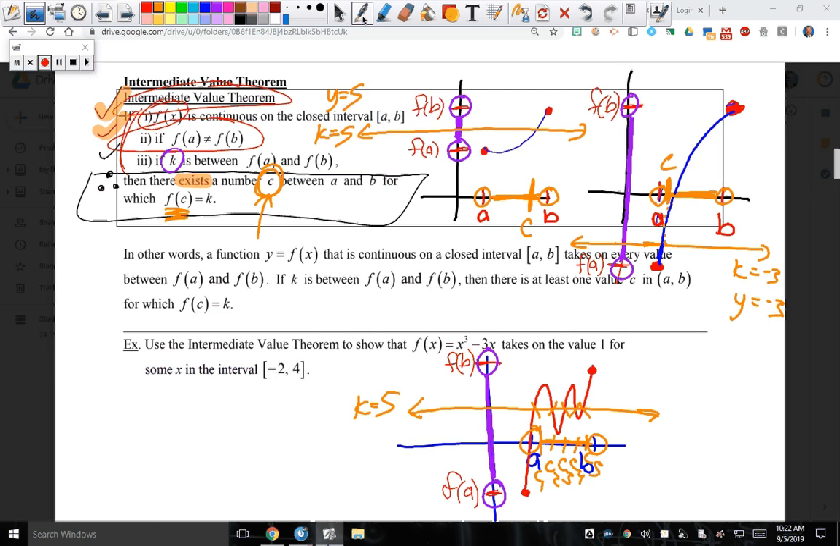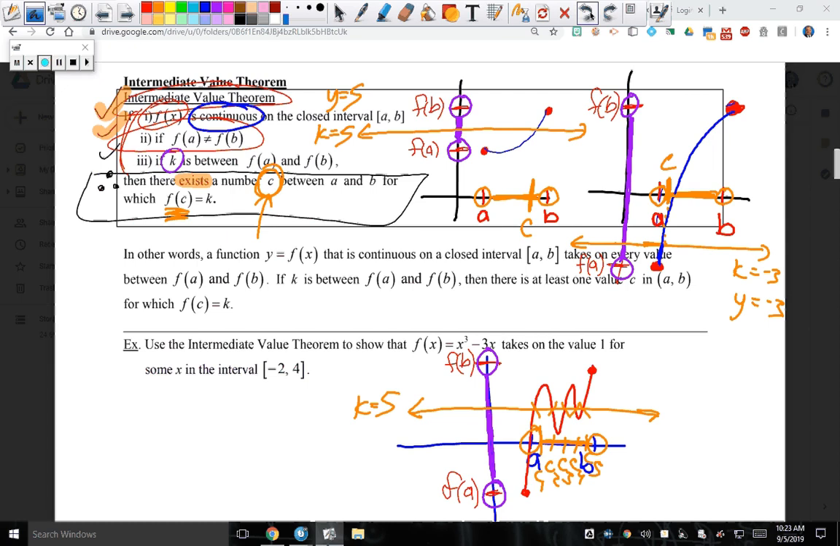Would this work if this was discontinuous? Would it guarantee that there must be one, yes or no? No. Because I could have drawn something that looks like this. Straight, jump, done. I never crossed that k value. I never touched it. You with me? That's why rule 1 needs to be continuous.